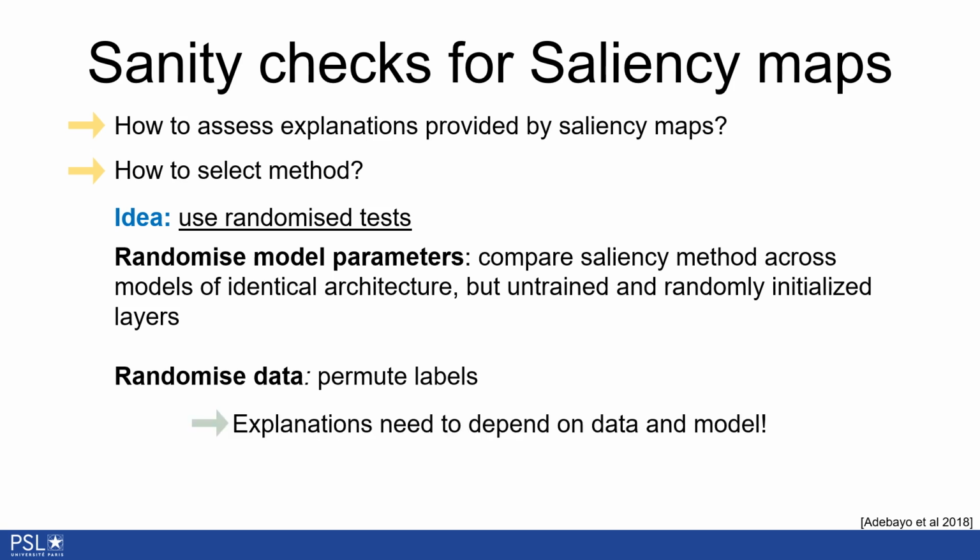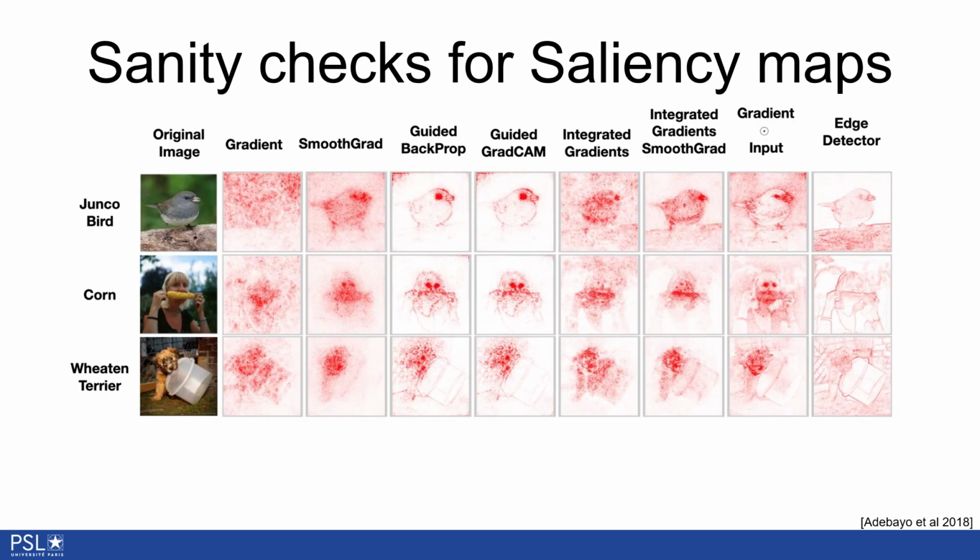Altogether, the rationale is that explanations need to depend on both the data and the model. So this is a very basic set of sanity checks that can be performed to evaluate different methods for computing saliency maps.